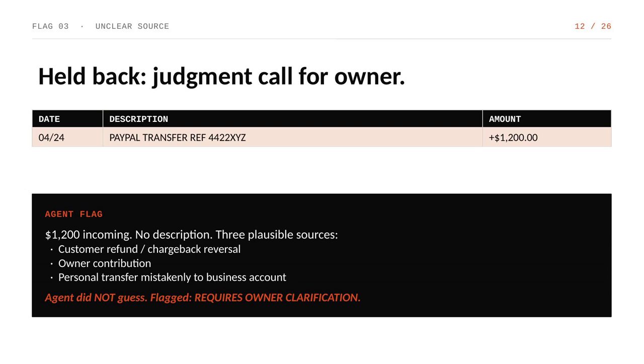Here's the important thing. The agent did not guess. It did not pick the most likely option and move on. It flagged it as required owner's clarification. That's the right behavior. An agent that guesses creates a clean looking book with hidden errors. An agent that flags creates a work paper that bookkeepers can actually trust.